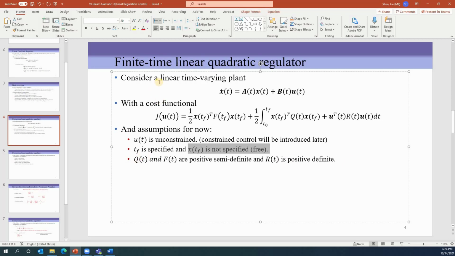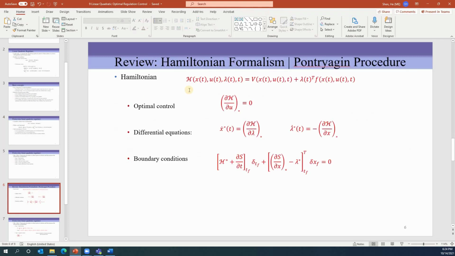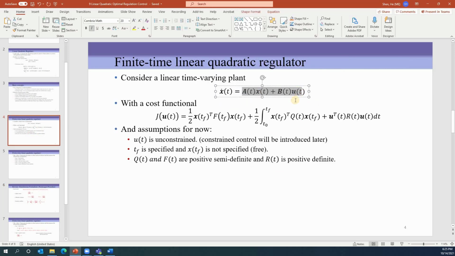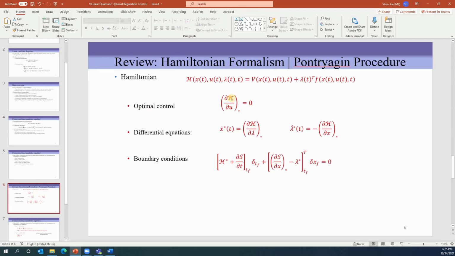Given this assumption, if you want to derive the optimal control for this problem in a closed loop form, we can use the Hamiltonian formalism, or follow the Pontryagin procedure. Let's have a quick review of that. We define the Hamiltonian as the integrand function plus lambda transpose times everything on the right hand side of the dynamics equation, in this case Ax plus B times u. We'll find the optimum control by taking the partial derivative of H over partial u and letting it equal 0.